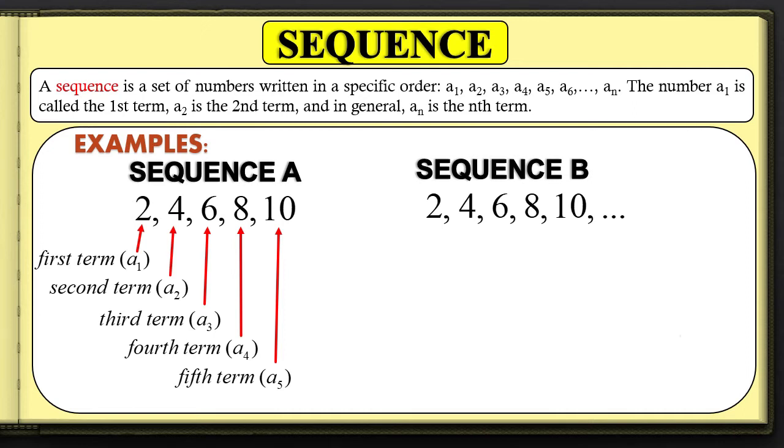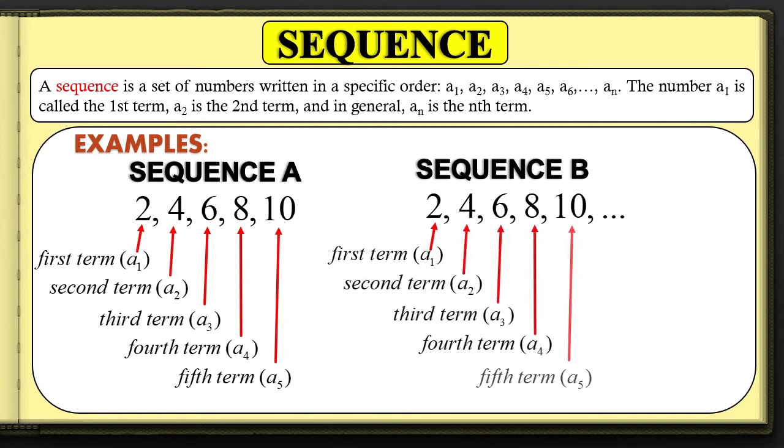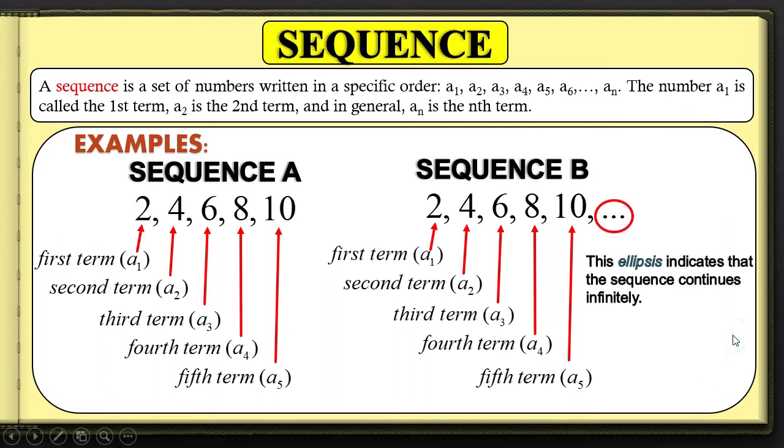In sequence B, from the first term to the fifth term, the elements are the same as in sequence A. But in sequence B, 10 is not the final term. Bakit kaya? Sa sequence B, mapapansin natin sa dulo ang paggamit ng ellipsis. Ellipsis indicates that the sequence continues infinitely. Ibig sabihin, ang sequence na ito ay may mga susunod pa na terms at hindi matutukoy ang pinakahuling numero.